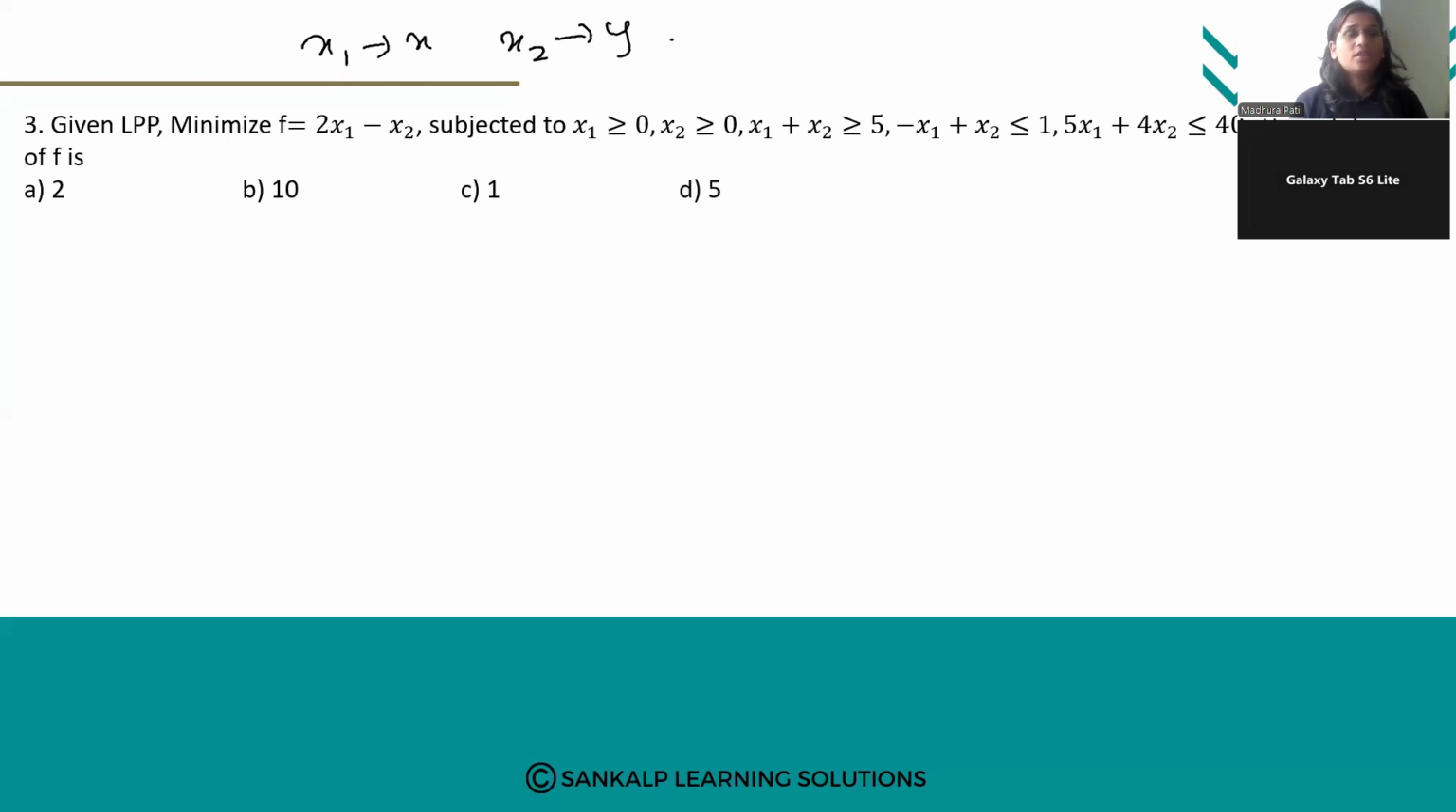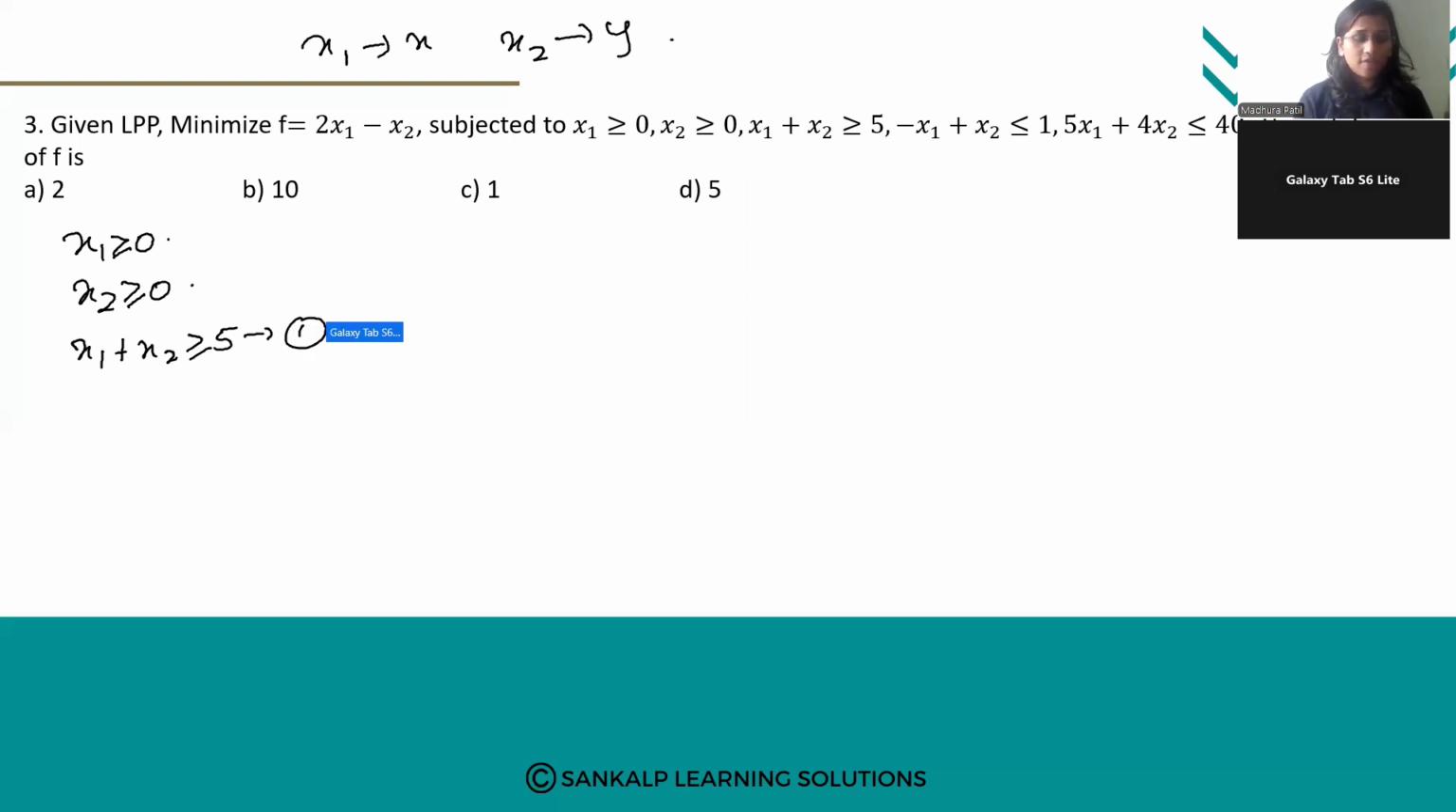Before going for the minimum value, we have to solve all the constraints one by one. The first constraint is x1 is greater than or equal to 0, that is, it is non-negative. x2 is greater than or equal to 0, again non-negative. Next, x1 plus x2 is greater than or equal to 5. This is your first constraint.